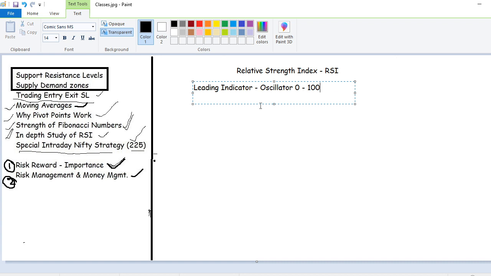And there are two important aspects in RSI. One is the period, the other one is the overbought and oversold zones. By default, RSI has 14 periods. That means it calculates the previous 14 candles. It doesn't matter what time frame you are using. If you are using a 5 minute time frame, then it will calculate the last 14 candles of 5 minutes. If you are using a 1 month time frame, then it will calculate the last 14 months of buying. So the period is 14 by default.